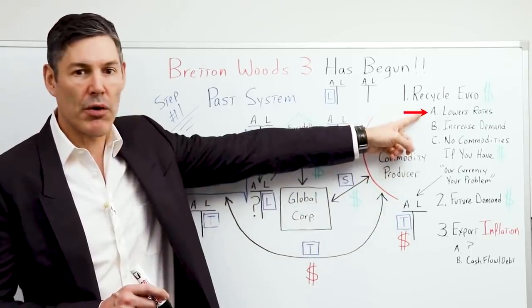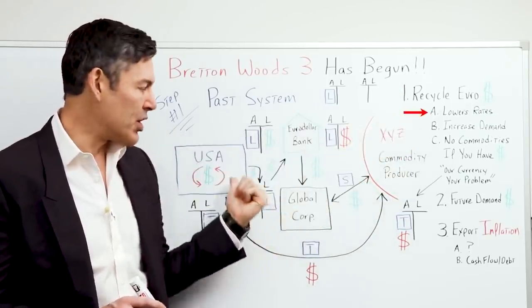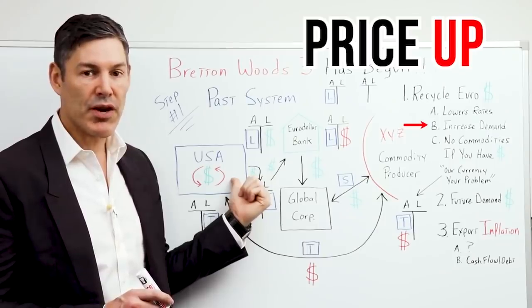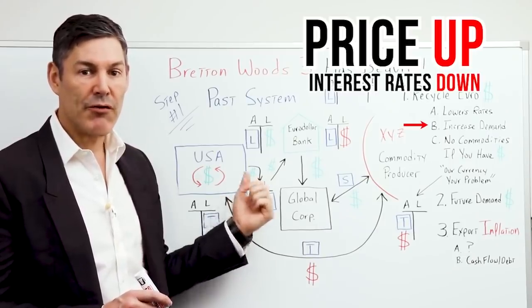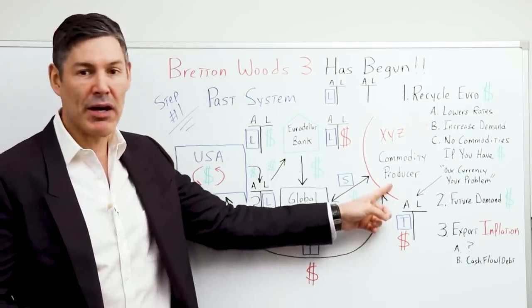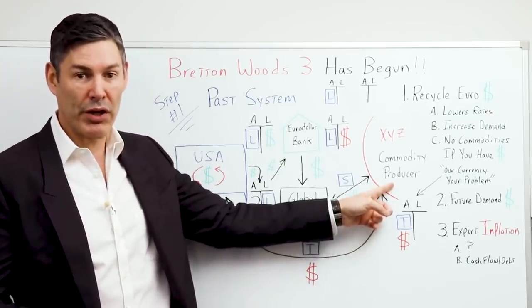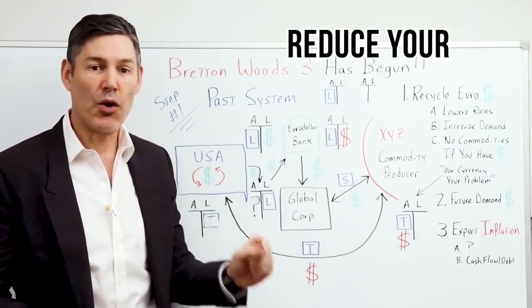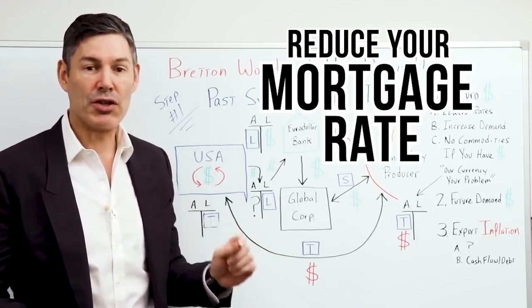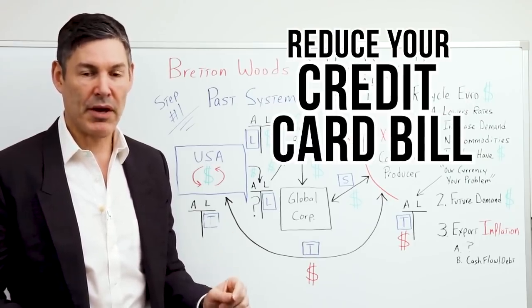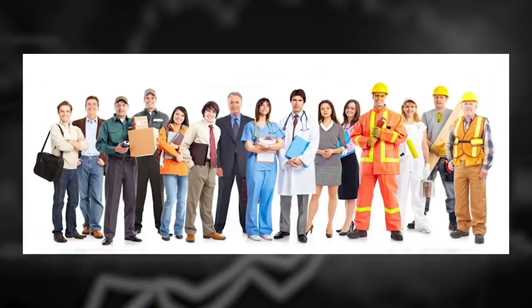Well, it dramatically lowers interest rates. Why? Because when Janet Yellen is issuing those treasuries, she has a lot more demand. More demand, price goes up, interest rates go down. And if your mortgage rate is tied to the 10-year treasury, if XYZ commodity producer is buying or willing to buy a lot more of those treasuries, that's going to reduce your mortgage rate. That's going to reduce the rate of your car loan. That's going to reduce your credit card bill. This is how it impacts the average Joe and Jane.